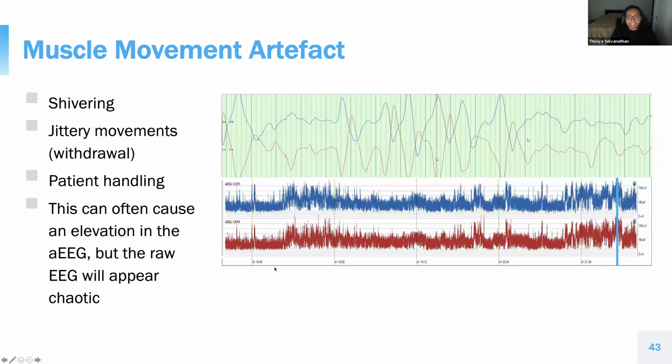I think we looked at this example earlier as well, where you see this really chaotic, random artifact on the raw EEG tracing, and this represents movement artifact, which can occur for various reasons in the ICU, such as shivering, jitteriness, handling of the patient, rocking, padding. This can cause an elevation in the baseline, but when you look at the raw EEG tracing, you see that it's very chaotic and it's not rhythmic.